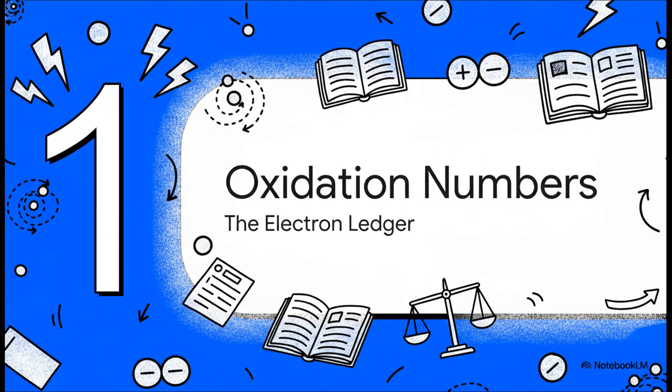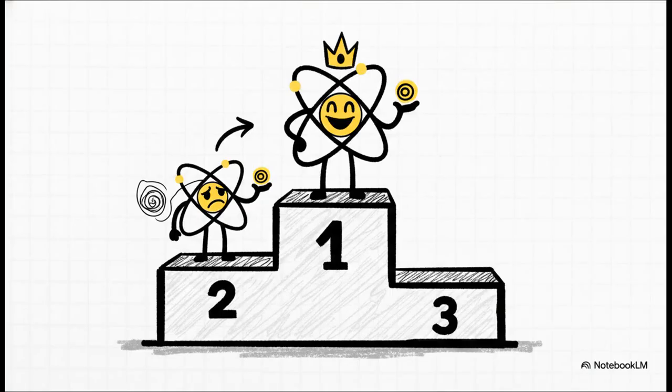Let's jump into section 1, oxidation number, the electron ledger. To keep track of this wild, invisible economy, chemists use oxidation numbers. It's basically a strict financial ledger, assigning ownership of electrons in any compound. But here's the catch. Electrons aren't shared equally. It's all based on electronegativity, which creates a really rigid hierarchy.